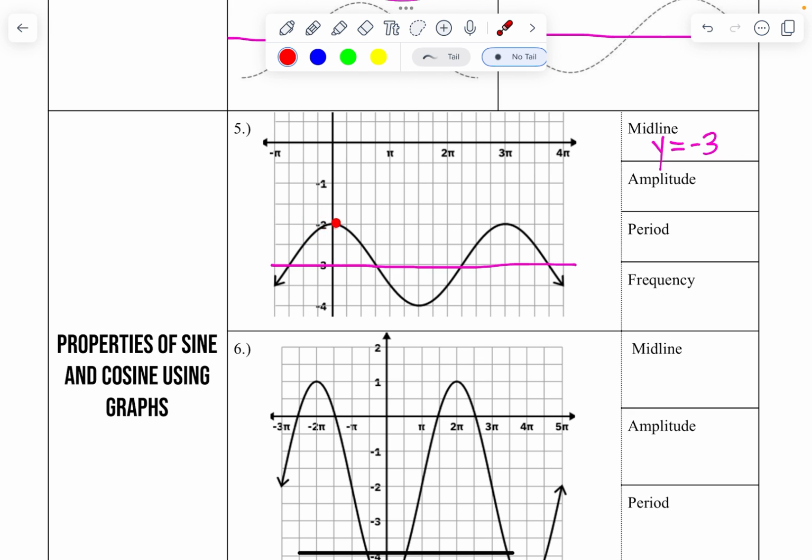So it's 2 blocks, but 2 blocks is just 1 unit on this scaling. So amplitude is just 1. For the period, let's trace a whole cycle. So if we start up here at a maximum and we come to another maximum, that would give us the period. So it takes from 0 to 3 pi to complete 1 full cycle from maximum to maximum. And since we're starting at a maximum, we would use a cosine function for this. Frequency, remember, is the reciprocal of the period, so it's 1 divided by 3 pi.